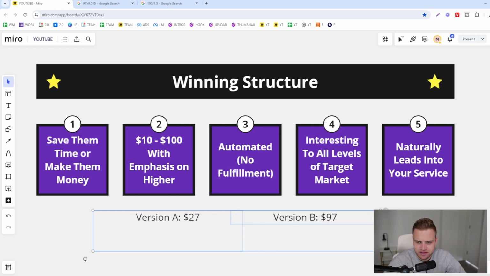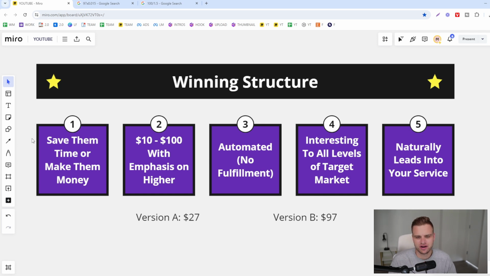The first one here is going to be the structure. So 5 points that are very important are it needs to either save them time or make them money. Should be $10 to $100 in price. It has to be automated.